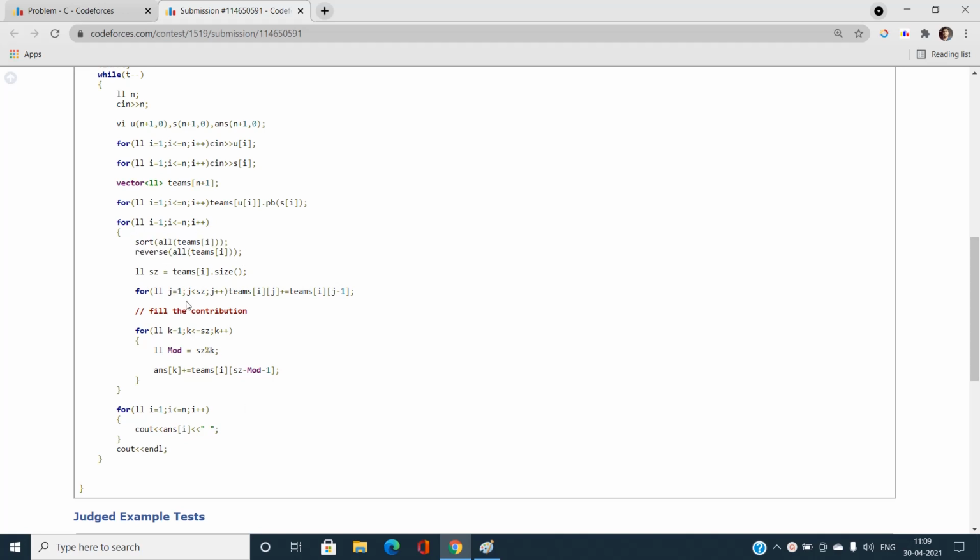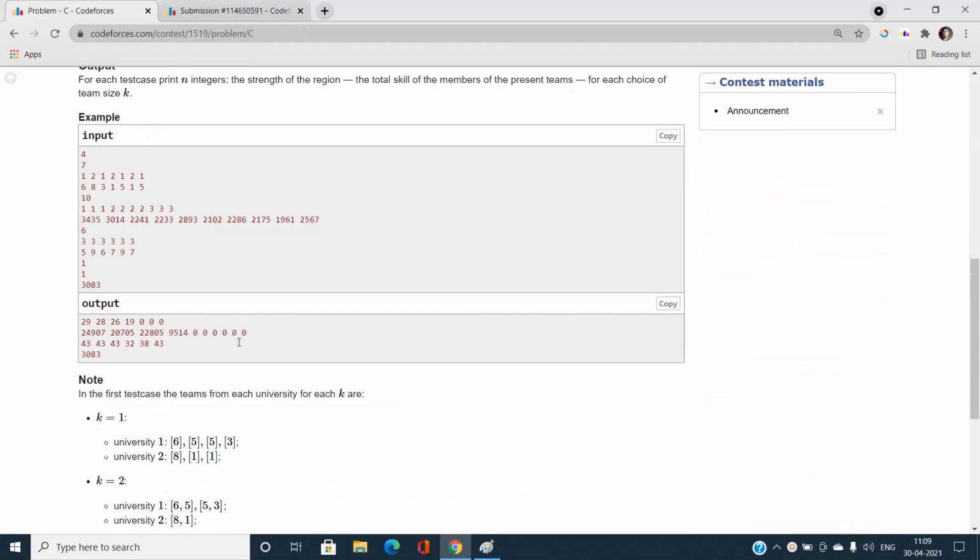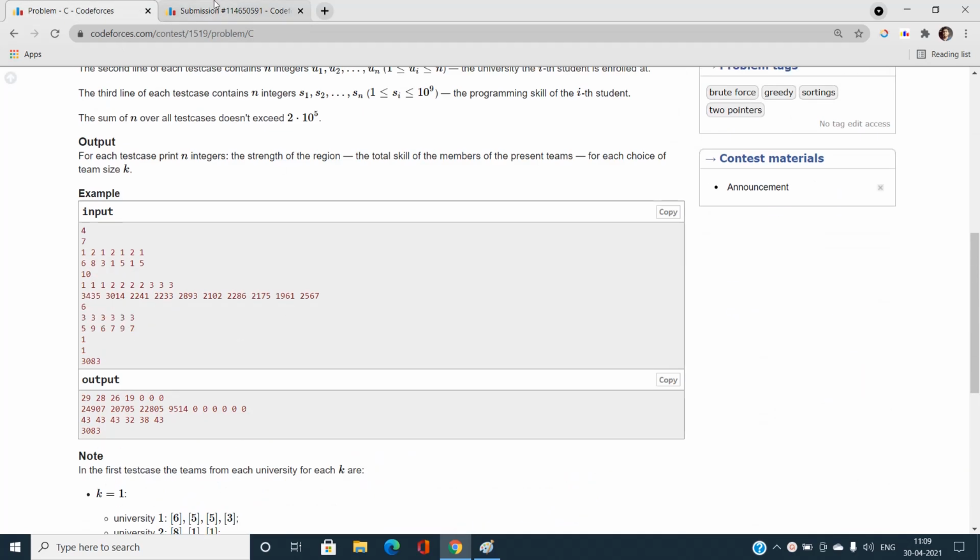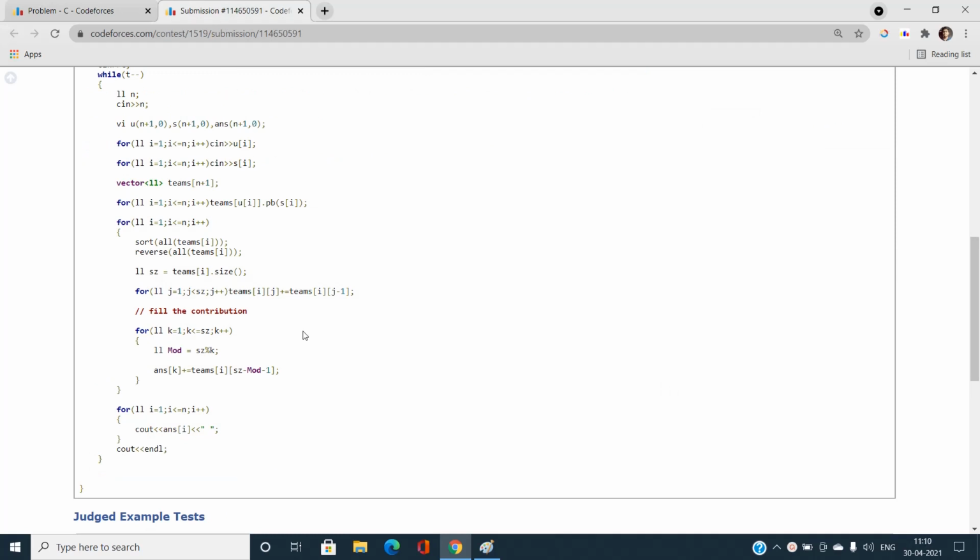You can see this sorting is going to take n log n time. Okay, now in the worst case, every student is enrolled in a particular university, that is only a single university, and it should be a test case like this one I think. So in the worst case, my code is going to take n log n time. Okay, so this is going to be efficient. So sz is going to be teams of i dot size, and starting from j equal to 1 and j less than sz, I have found the prefix sum for a particular university for programming skills of students enrolled in this university. Okay, and I have tried to fill the contribution.